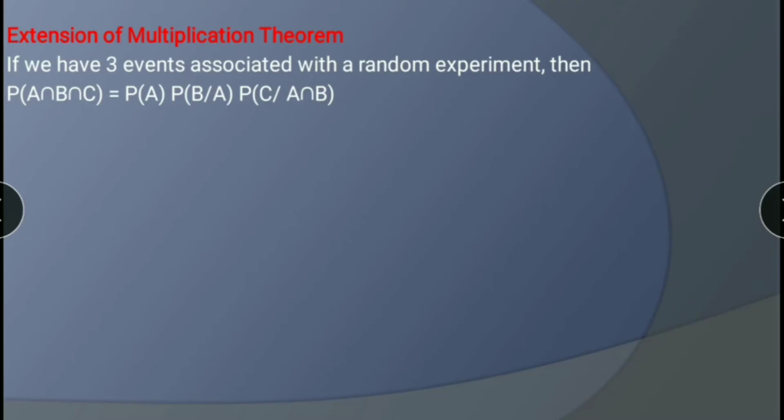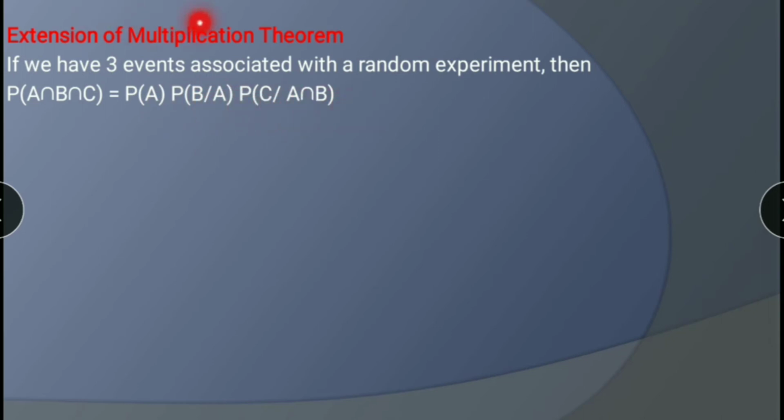Next, extension of multiplication theorem to 3 events. If we have 3 events, then probability of A intersection B intersection C is given by probability of A into probability of B given A into probability of C given A intersection B.